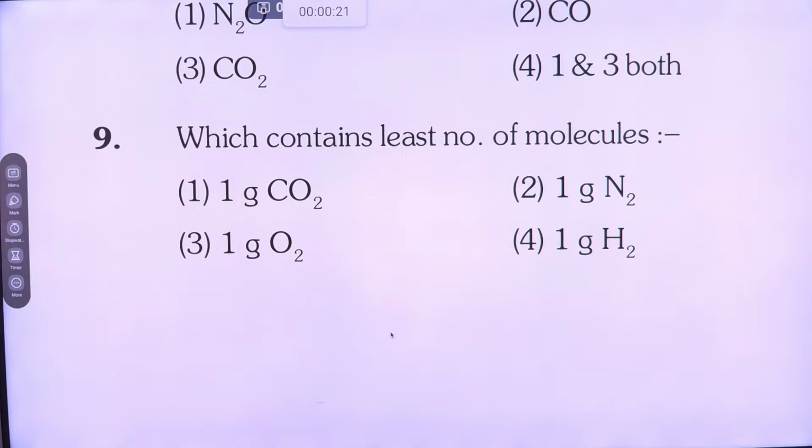Let's see if somebody is able to answer this question. Nandini, Priya, Priya Jyoti. Okay, we got our first answer from Priya, 9th option number 2. Let's see if 9th option number 2 is the right option or not.